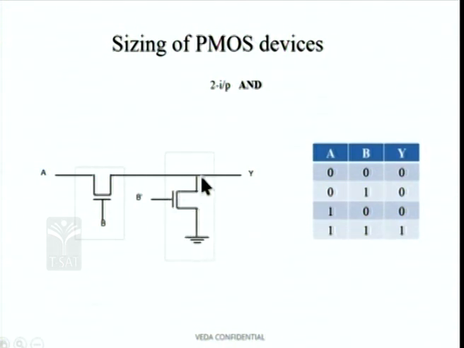Therefore, the 0 from here will get transmitted here. And if A and B are both 1, then A is 1 and B is 1. Therefore, this device is on because of B being 1, this device is on, and this device is off, and this 1 gets transmitted to Y.